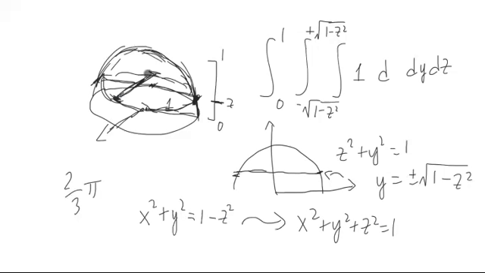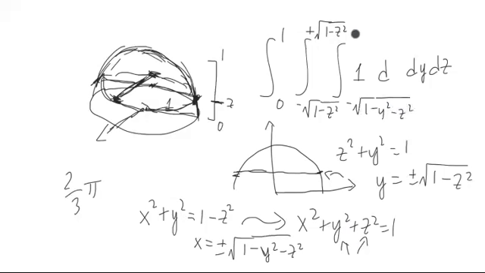So x is going to go from this point to this point at this particular z value and y value. So for this particular z and y value here, we solve for x. And we get that x is equal to plus or minus the square root of 1 minus y squared minus z squared. So it looks like we're going from negative square root of 1 minus y squared minus z squared up to positive square root of 1 minus y squared minus z squared. And that would be x.